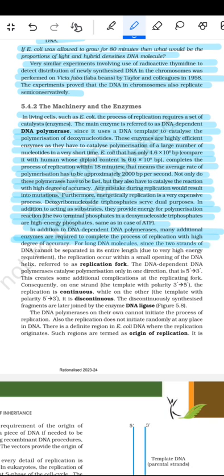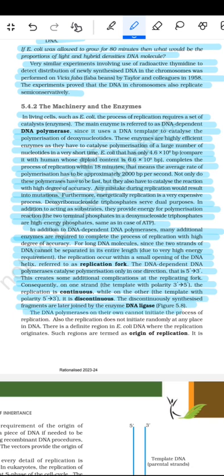For long DNA molecules, since the two strands of the DNA cannot be separated in their entire length due to the high energy requirement, the replication occurs within a small opening of the DNA helix referred to as the replication fork. The DNA-dependent DNA polymerase catalyzes polymerization only in one direction, that is 5' to 3'. This creates some additional complication at the replicating fork. Consequently, on one strand, the template with polarity 3' to 5', the replication is continuous, while on the other, the template with polarity 5' to 3', it is discontinuous. The discontinuously synthesized fragments are later joined by the enzyme DNA ligase.